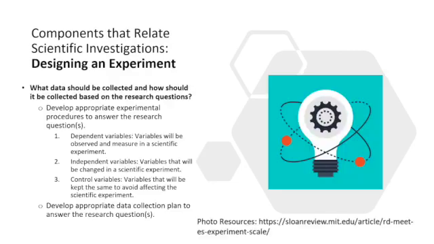After students have a good hypothesis, the next step is to design an experiment. This process involves developing appropriate experimental procedures that might have dependent, independent, and control variables, and also having appropriate data collection plans. Please review what the dependent variables, independent variables, and control variables are.